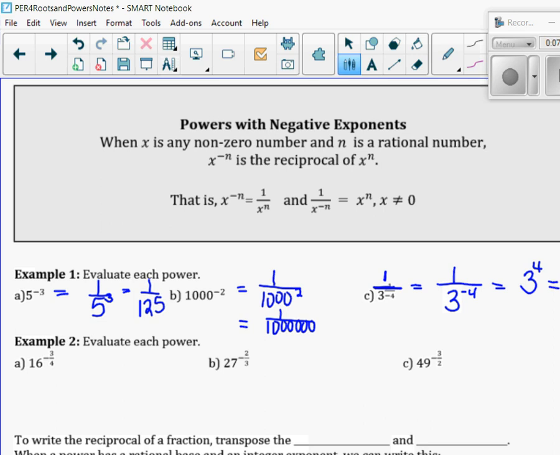The biggest mistake I see students make is they think the negative exponent means that the number is going to be negative in the end. Okay? So get that out of your head right now. The only way you can evaluate negative exponents is make it positive and then evaluate it, right?